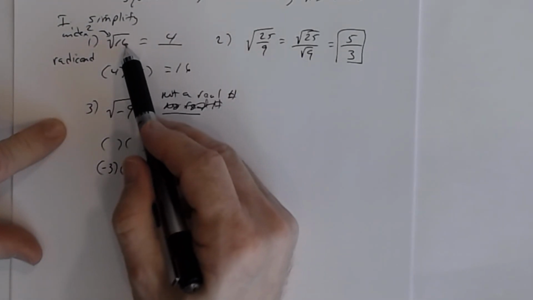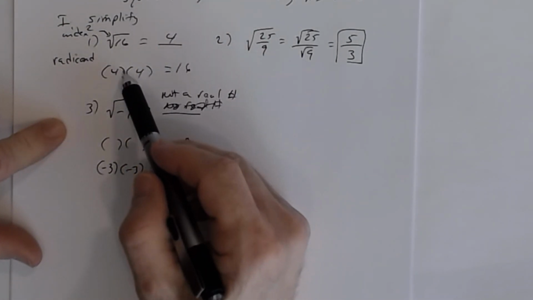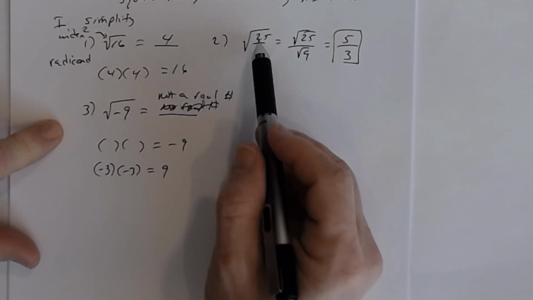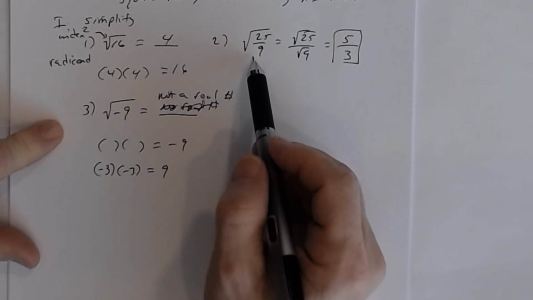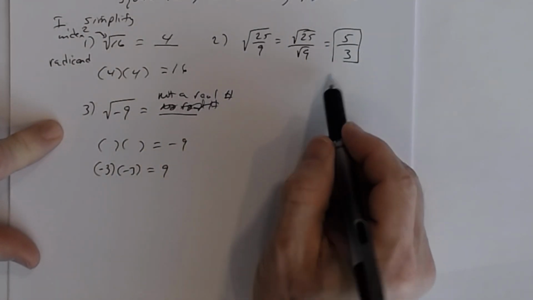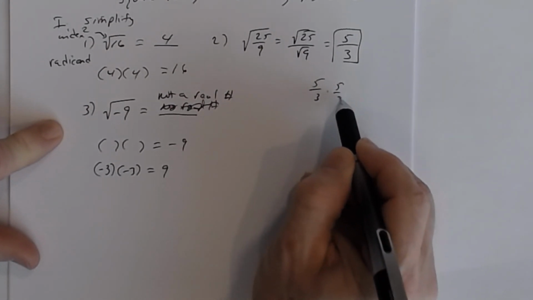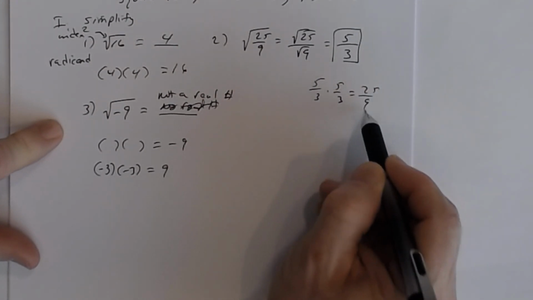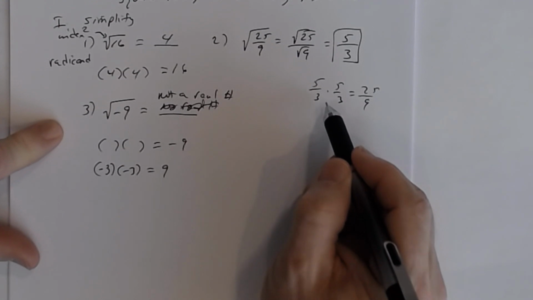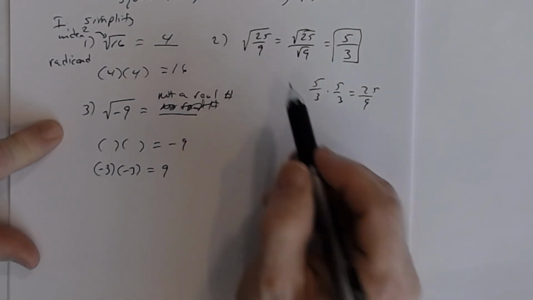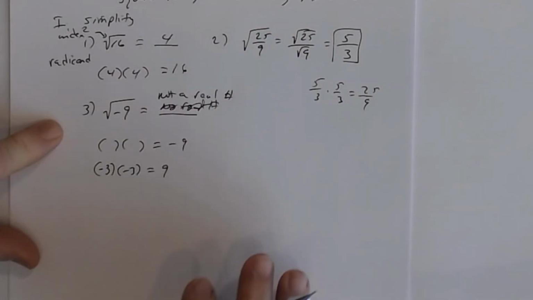See, the square root of 16 is a real number because 4 times 4 is 16. The square root of 25 divided by 9 is a real number because 5/3 times 5/3 is 25 divided by 9. 5 times 5 is 25, 3 times 3 is 9, which is what the radicand is. All right, number 4.